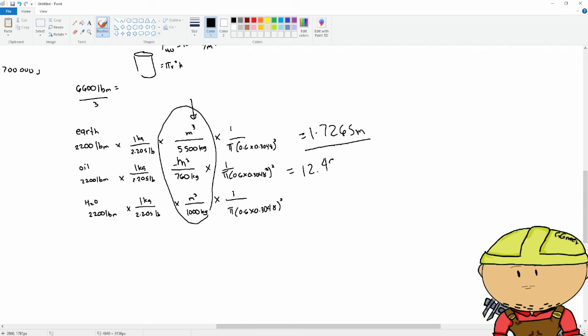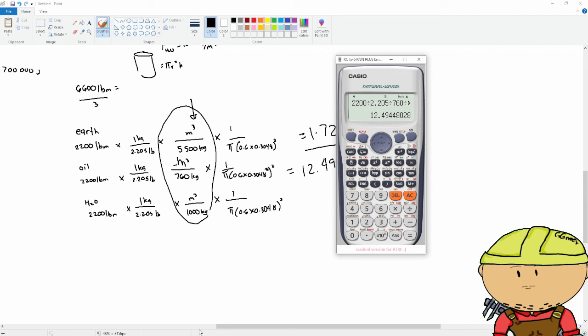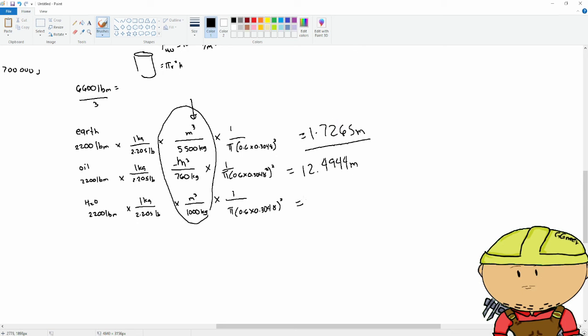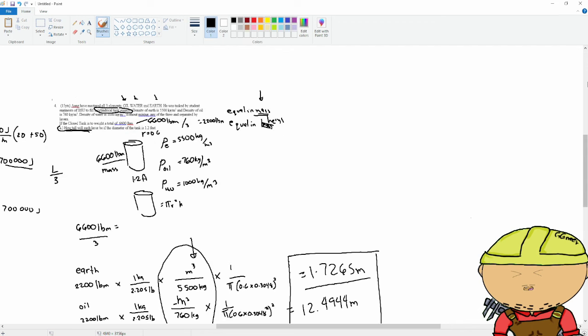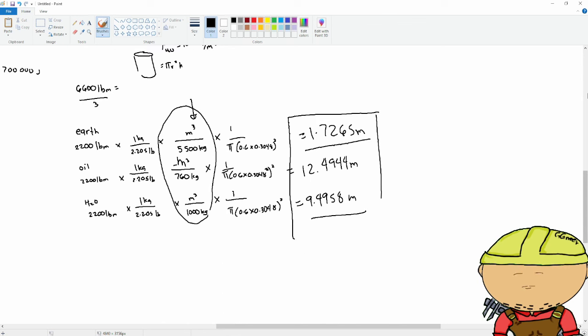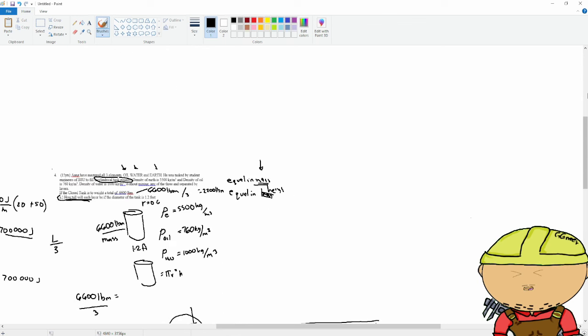12.4944 meters times 760 divided by 1000 gives 9.4958 meters. That is the answer if the cylinder is divided equally by mass. Okay, that is the answer. Now if it's divided in height, let's set up an equation.